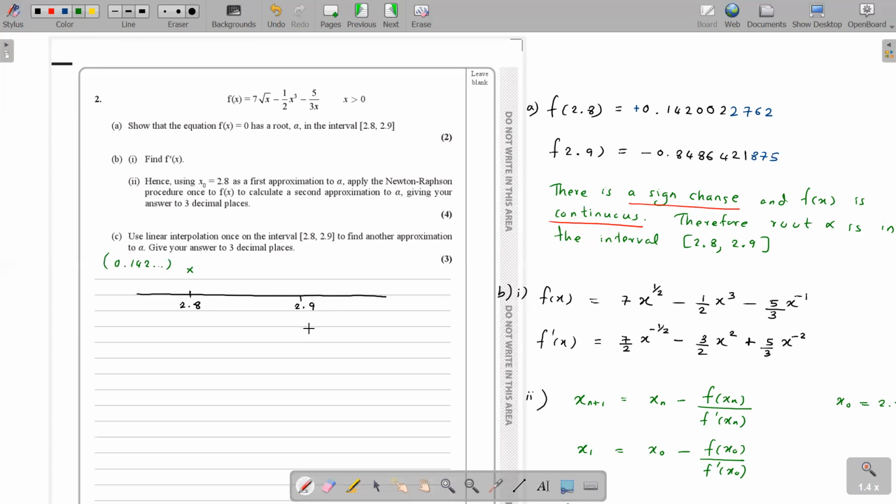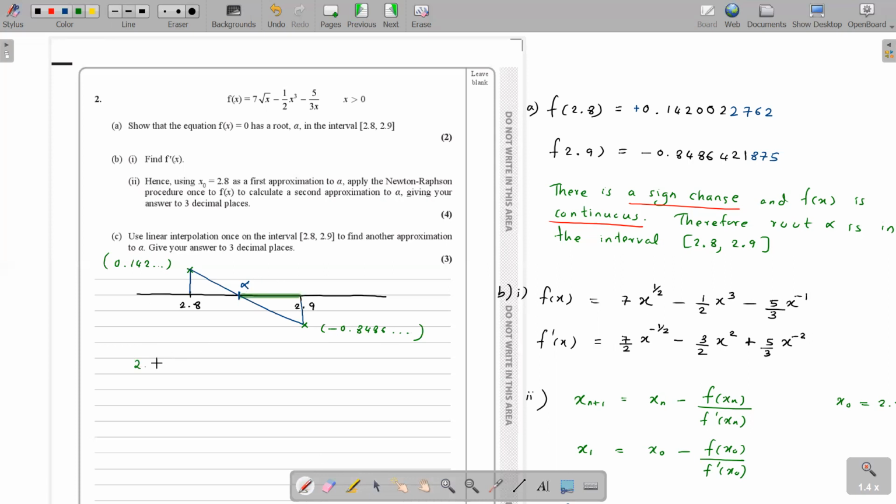And for 2.9, your figure is negative, right? Minus 0.8486 this figure. So linear interpolation is the same as using the concept of similar triangles. This is your alpha. The place where you draw this line is the alpha. This is the concept that you will have learned already in F1. So we use the concept of similar triangles. How do we write it? The ratios of corresponding sides are equal. So the first corresponding side that I'll be writing is this side.